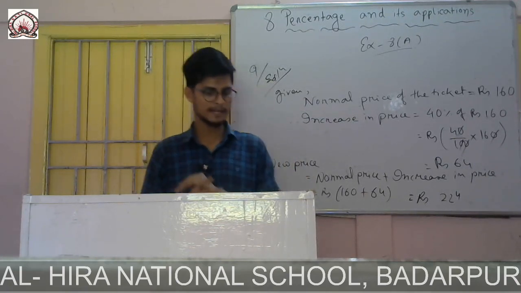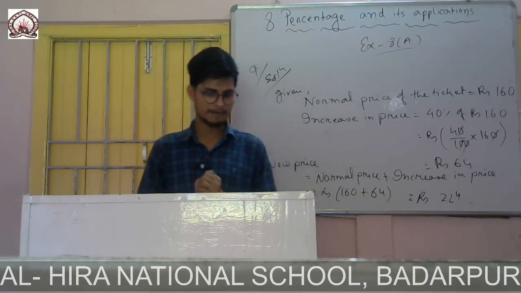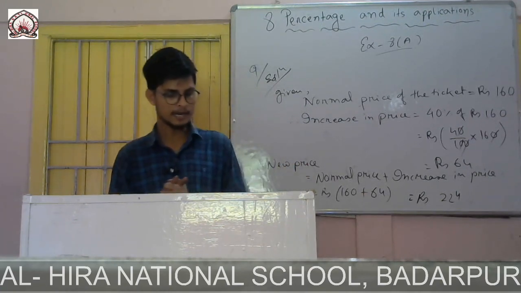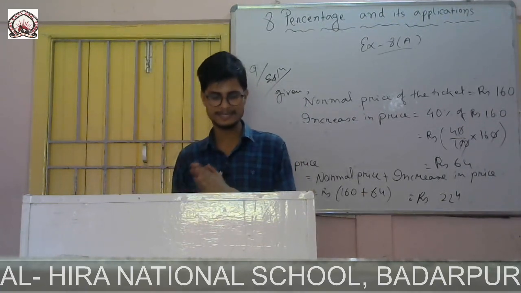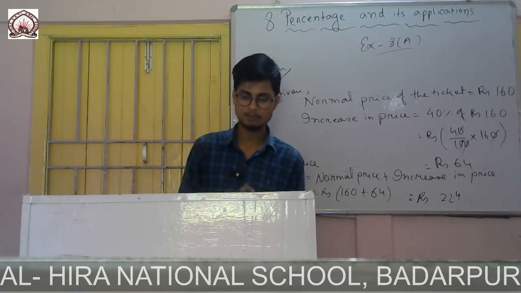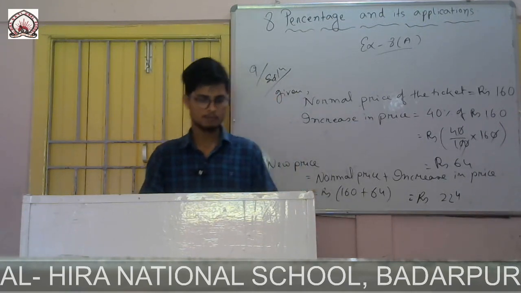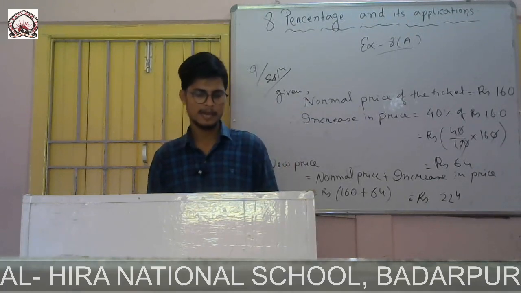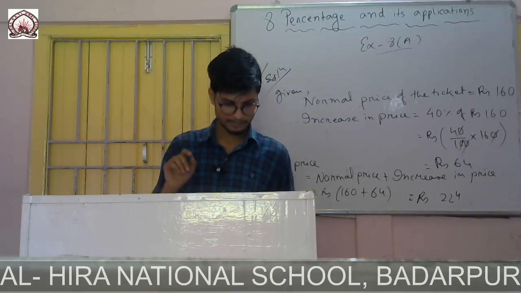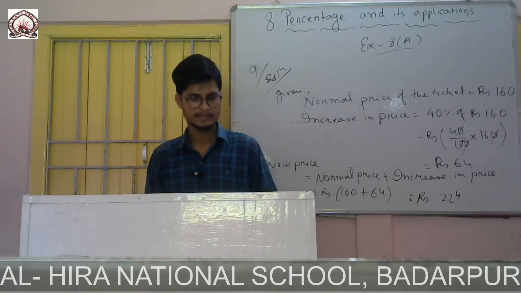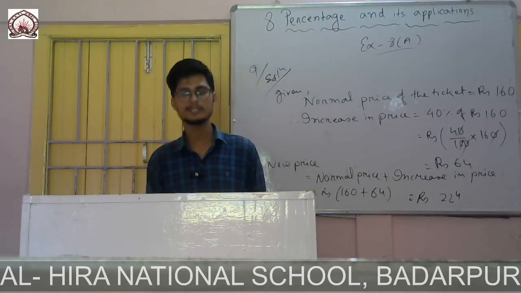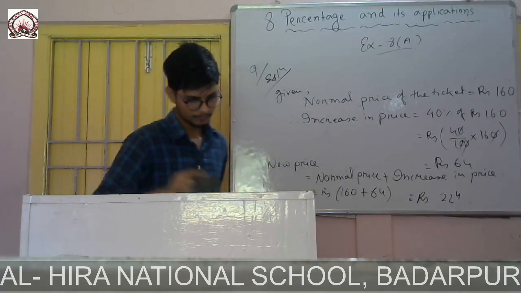Now question number 11, the price of the garment has been reduced by 15% in a sale to rupees 306. So you have to find the original price. It is given that after decreasing the price by 15%, the price became 306. So you have to find the original price.